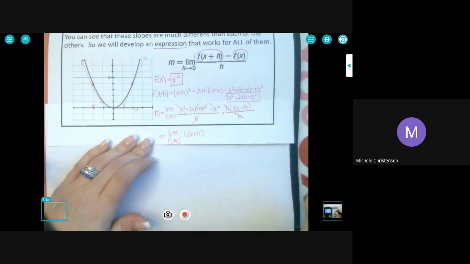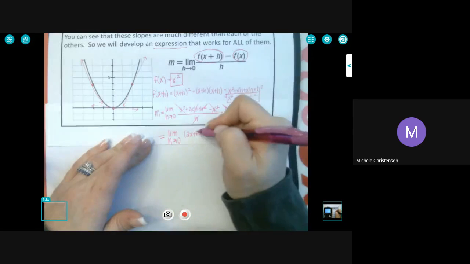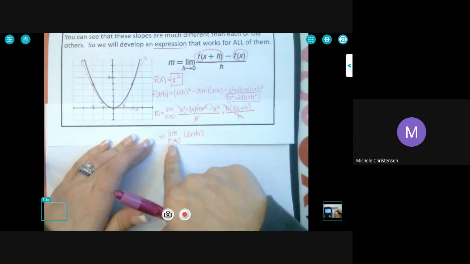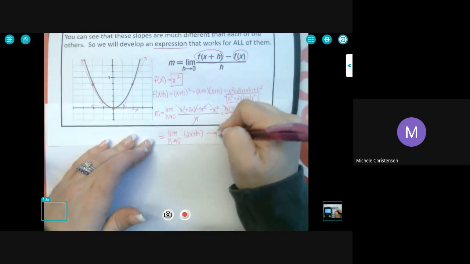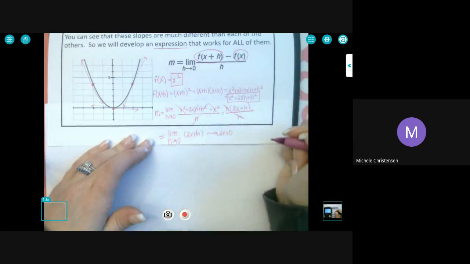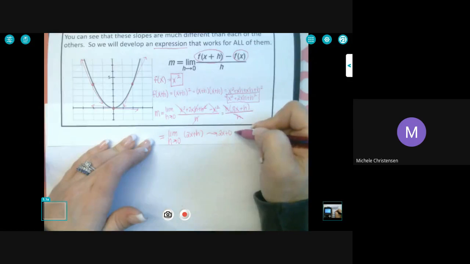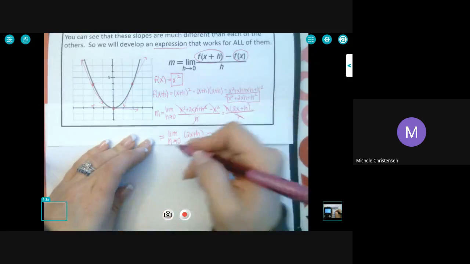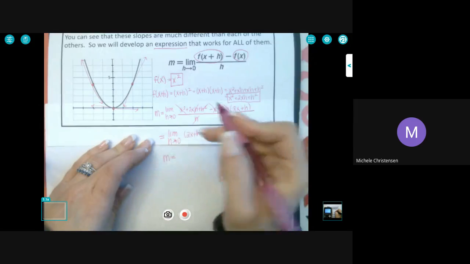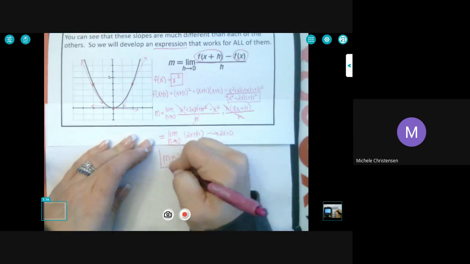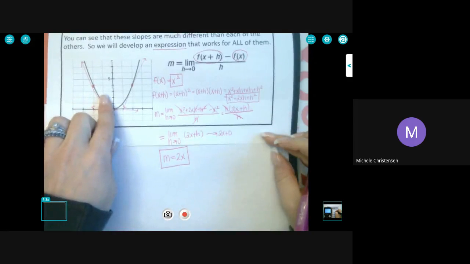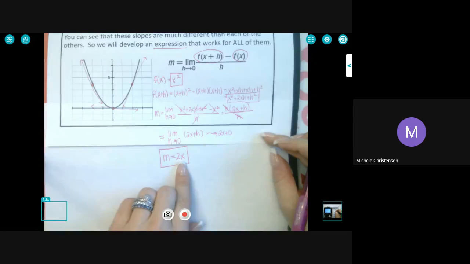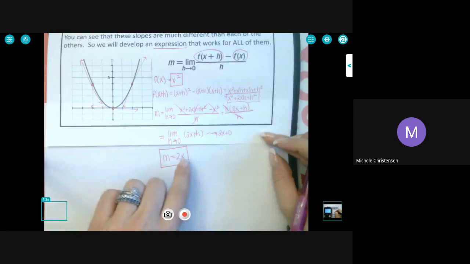Once it's fully simplified, we can do our direct substitution, meaning take h equals 0 and plug it into your expression. So 2x plus 0 is just 2x. That means that the slope for any tangent line on this graph, we can calculate by doing the expression 2x, meaning I give a specific x value, and now we plug it into that expression.